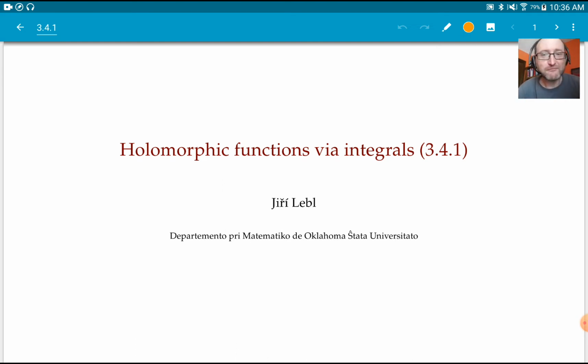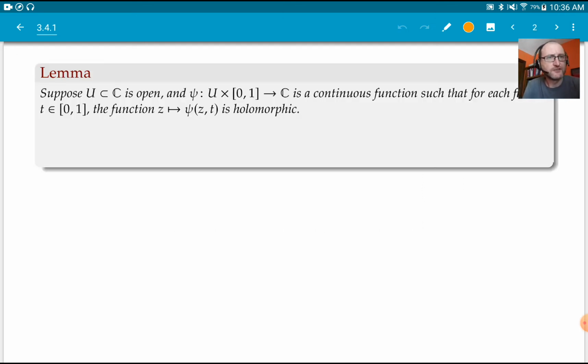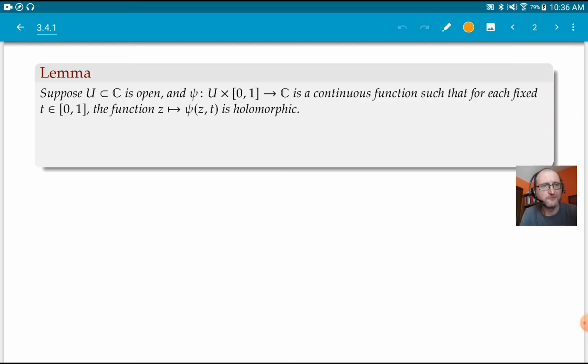All right, so let's look at defining holomorphic functions via integrals. This is subsection 3.4.1. We've seen a little bit of this, but let's see the general statement. Let me move myself a little bit here. So suppose that you have, this is the general lemma, the general statement that we're interested in.